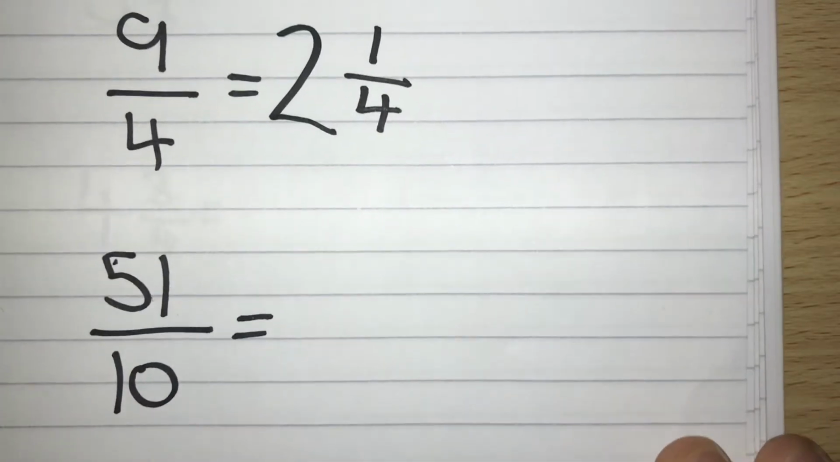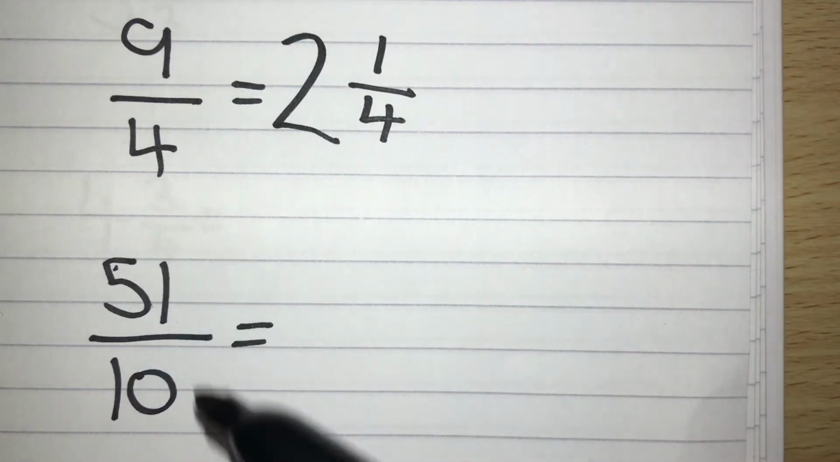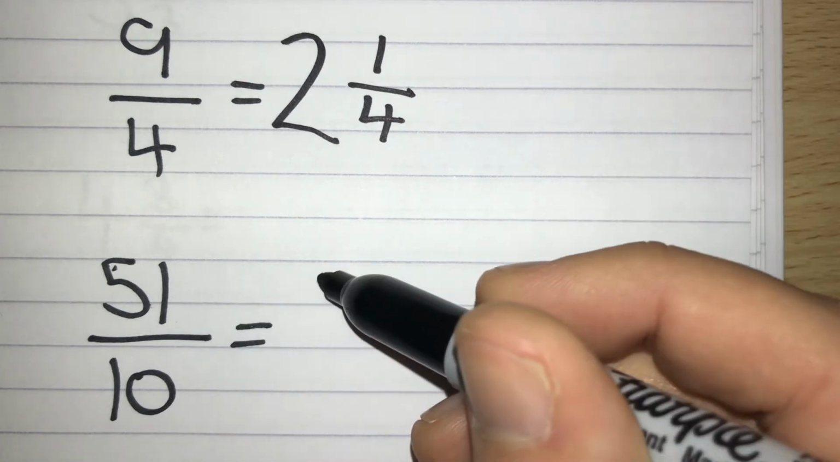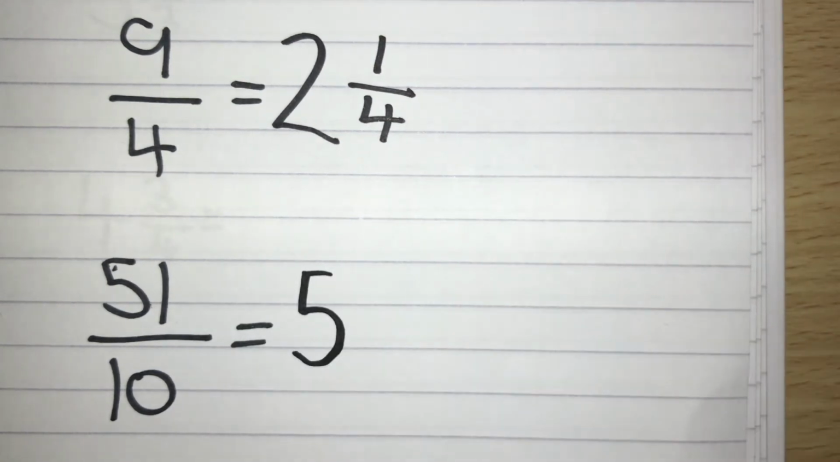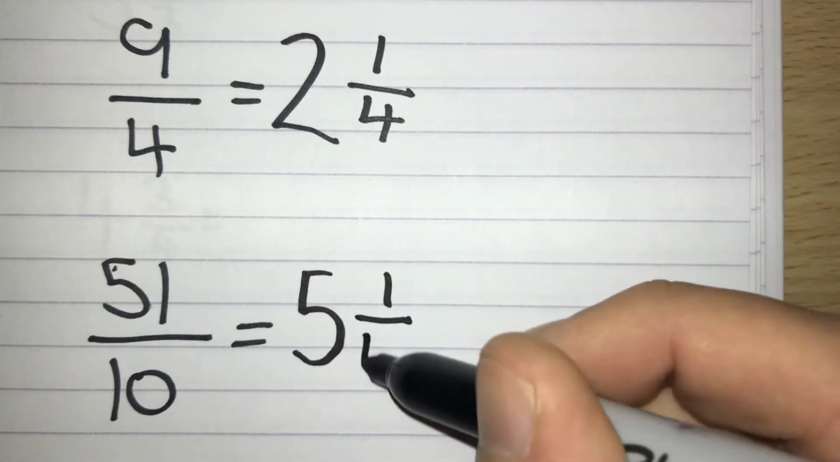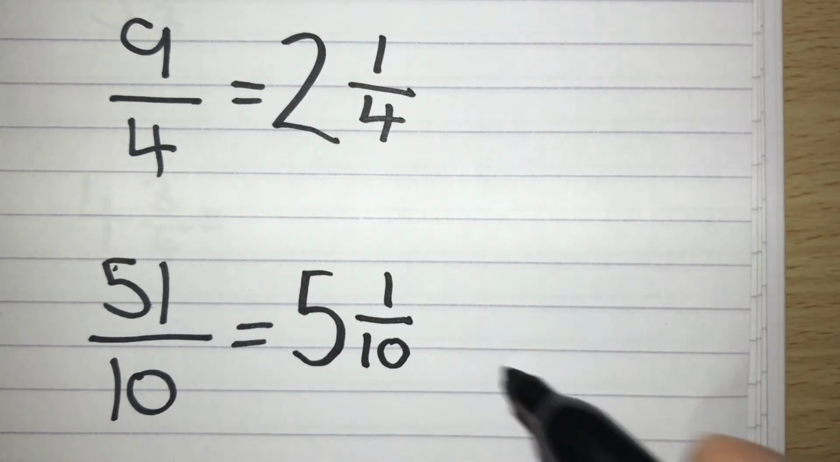Now if we look at one last one, 51 over 10, so 51 divided by 10, well how many whole 10s can we get into 51? Well that's going to be 5. If we were to do 5 times 10, that would give us 50, so we'd have 1 left over. So we'd have 5 and 1/10, and again our denominator staying exactly the same.